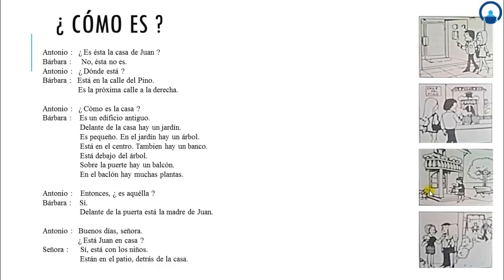We'll do it in the same way we have been doing it till now. First, we'll read it in Spanish, then in English. Make sure you keep writing down new words in your notebook. So let's start by reading it in Spanish. The title suggests the name Como es. We'll start the conversation. Antonio.